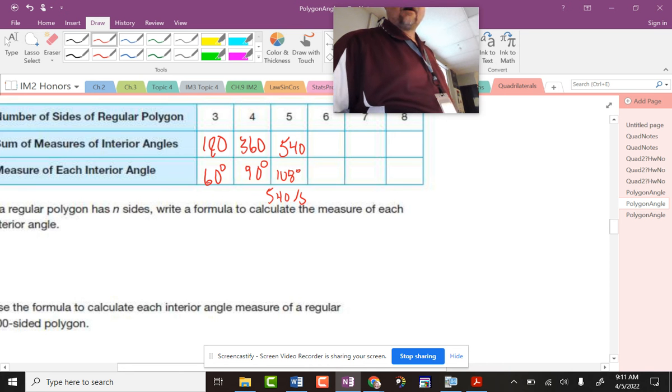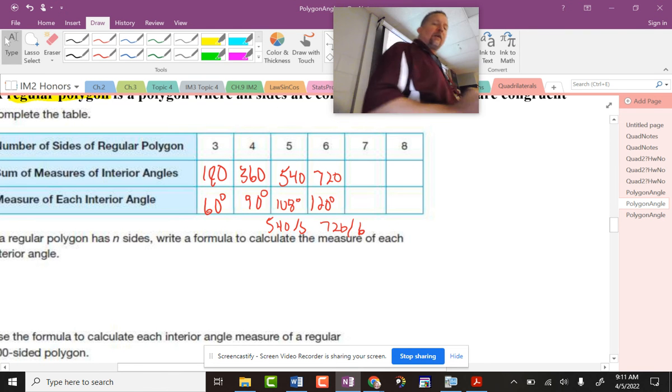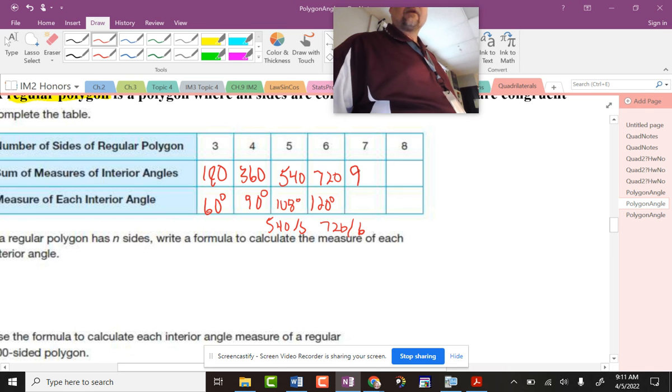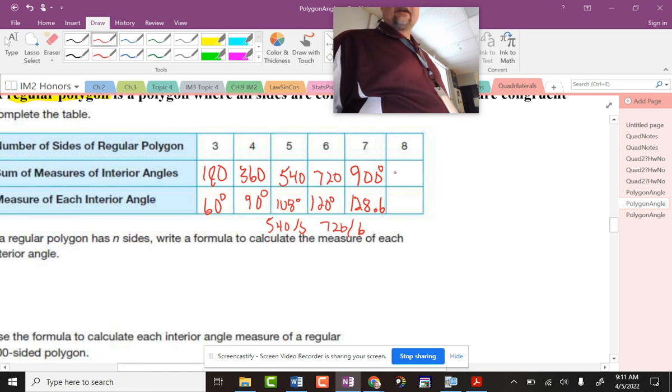Keep going. What was this, 720? What's 720 divided by 6? What is it? 120? Could have probably figured that one out. Then here's our only decimal. Add another 180. Isn't that 900? Right? And then what's 900 divided by 7? Wasn't it 128.57, or 128.6? Pick an angle. And then add another 180. This is 1080. What's 1080 divided by 8?